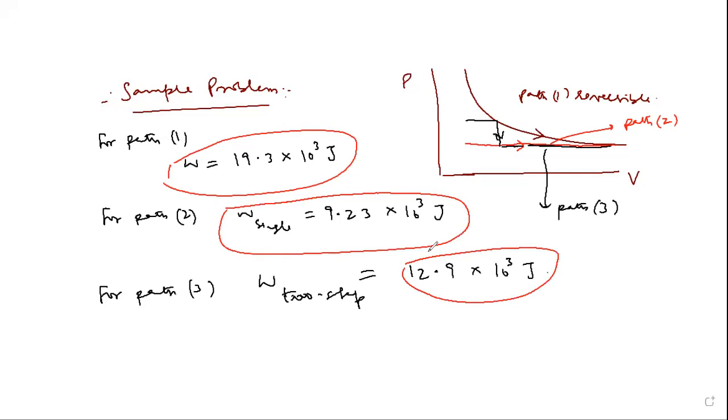Right? Now, this sample problem suggests that the magnitude of work for a multi-step expansion process increases with the number of steps. I repeat, because the work in single step process is 9.23, when you do the work in two-step process, it increases, it becomes 12.9 into 10 raised to the power 3 joules. So it suggests that the magnitude of work for multi-step expansion process increases with the number of steps. This indeed is the case.